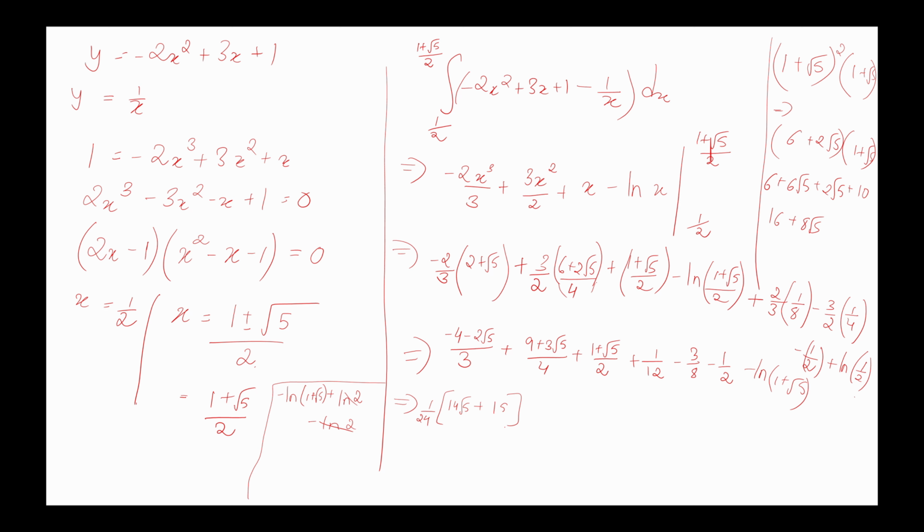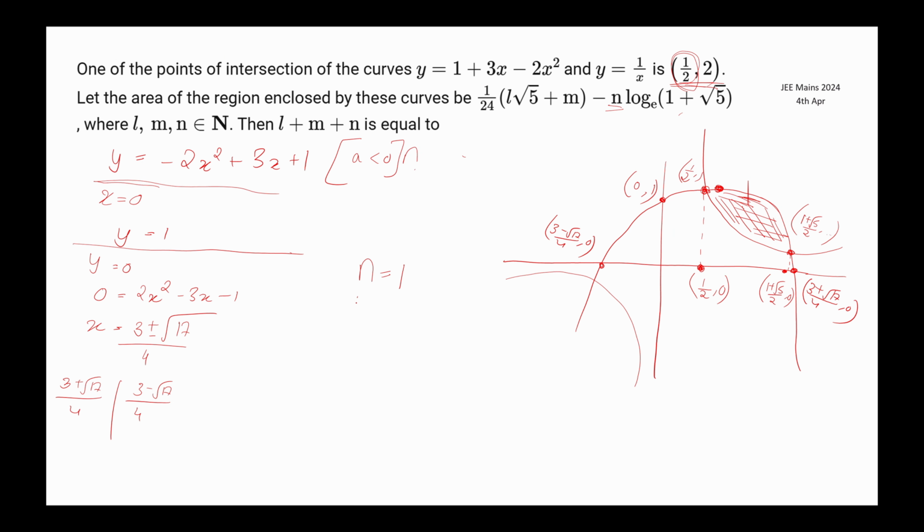Yes, let's check it once again. So my LCM would become 24, correct, the LCM is correct, which is 24. So from here, what do we get? Our L value to be 14 and M value to be 15. Now what had they asked us? They've told us that L plus M plus N is equal to, so if I add all these three values, L plus M plus N, this would give me 30, and this is my answer.